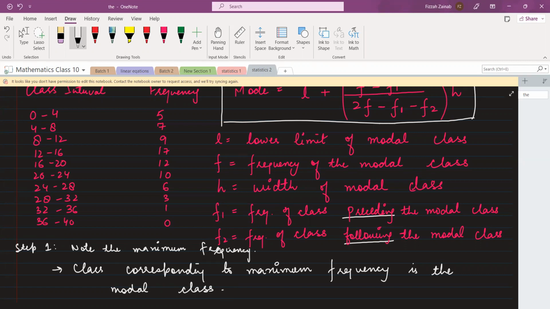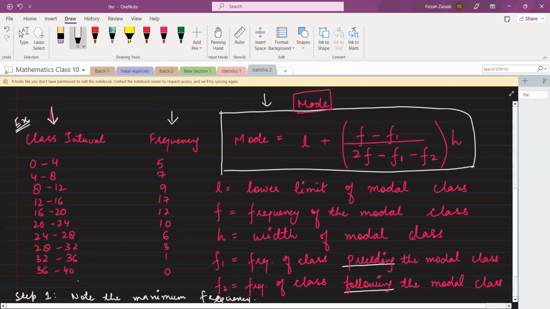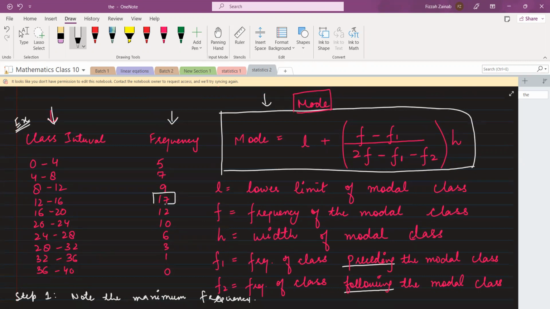Okay, everyone. So out of this example I have taken, what is the maximum frequency you can see? That is 17. 17 is the maximum frequency. So the class which corresponds to this 17 is your modal class. Understand? This is your modal class.